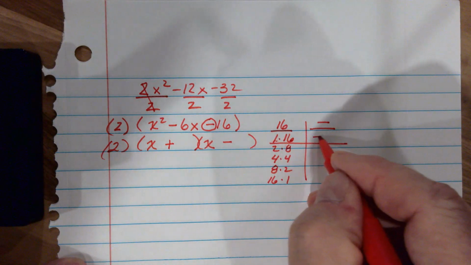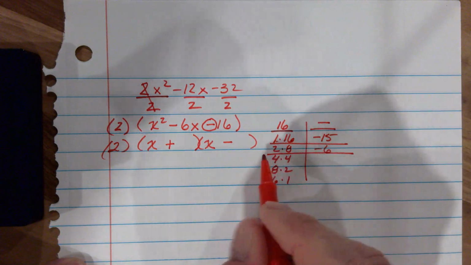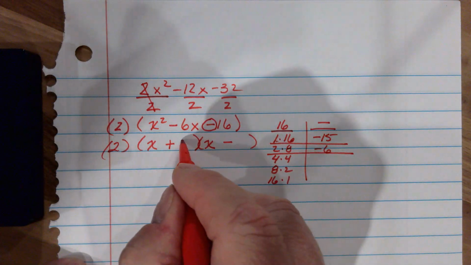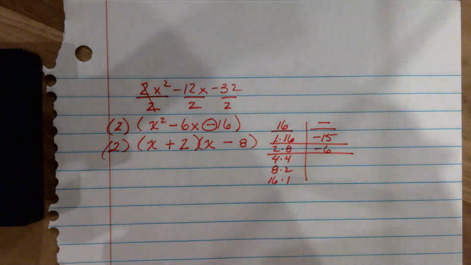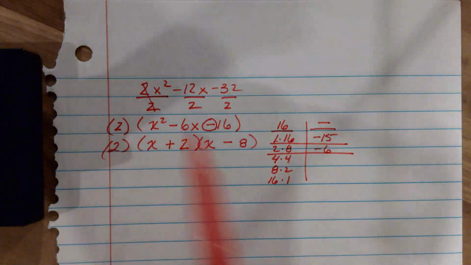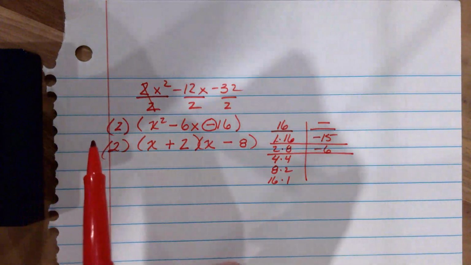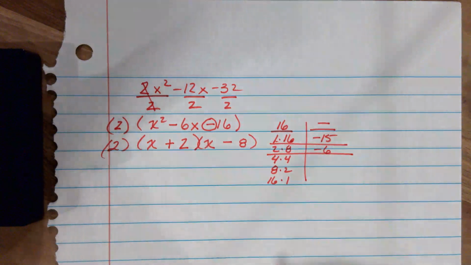1 minus 16 is negative 15. 2 minus 8 is a negative 6. Ding, ding, ding, winner. 2 in the first one, 8 in the second. So my point is here, yes, we're still playing red light, green light. Yes, we're still looking for a common factor. Once we have the common factor, we have to continue to try to break this down.